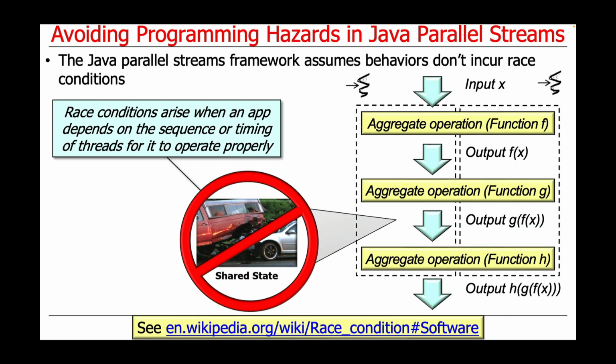So let's start by talking about a couple of assumptions. The Java parallel streams framework assumes that the behaviors you pass to intermediate operations don't incur race conditions. And recall the definition of race condition. A race condition arises when an application's correct behavior depends on the sequence or the timing of the threads in order for it to operate properly. So if you get lucky, it'll work. If you don't get lucky, it won't work. It'll give you very, very strange results.